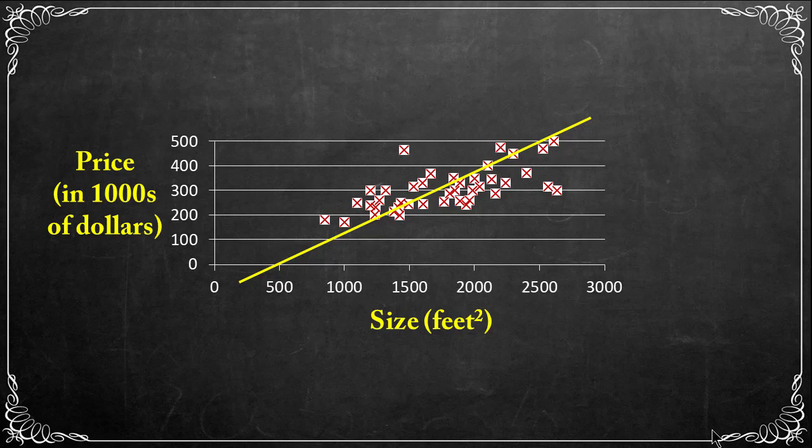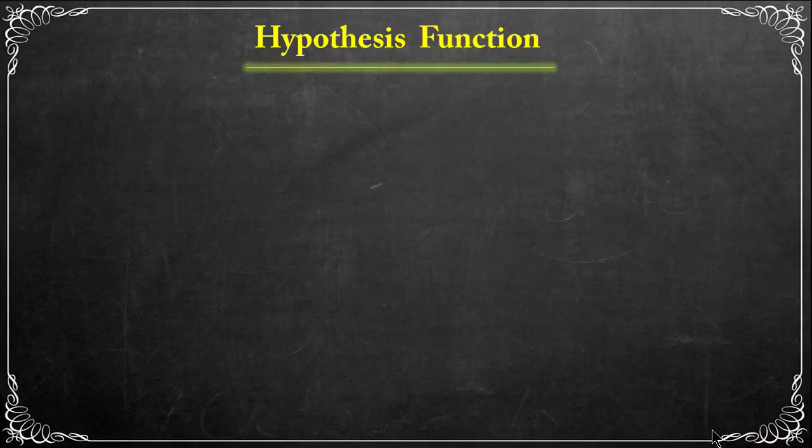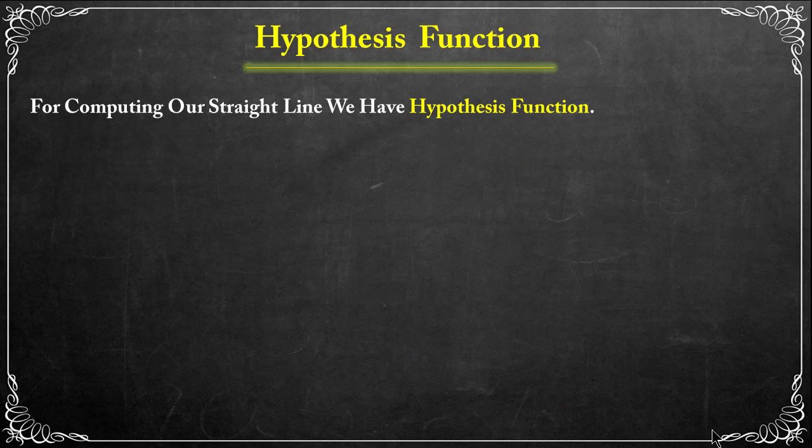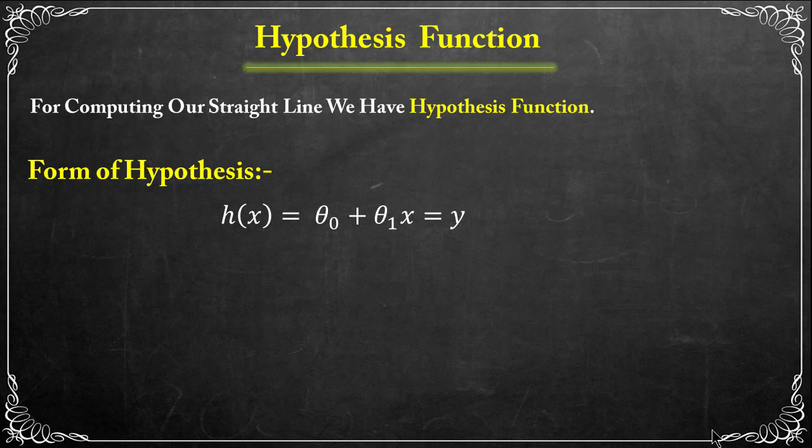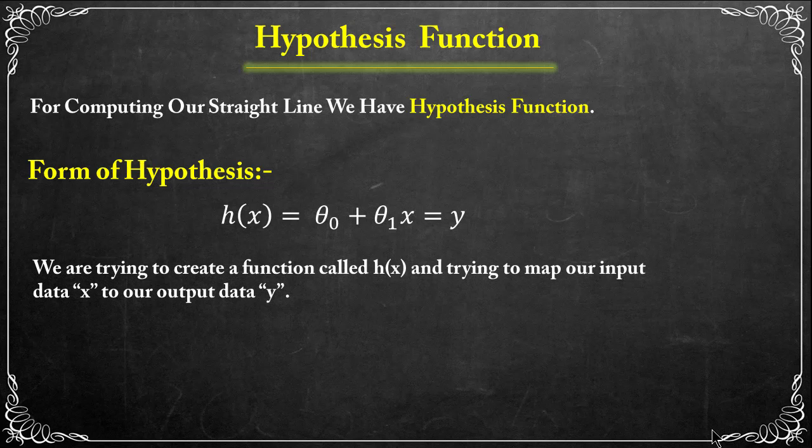For computing this straight line, we have the hypothesis function. Let us see what the form of the hypothesis function looks like. Here, we are trying to create a function called h of x and map our input, which is x, to our output data, which is y. You can see here we have made one function h of x, and we give the input x and get the output y, which is theta 0 plus theta 1 times x.